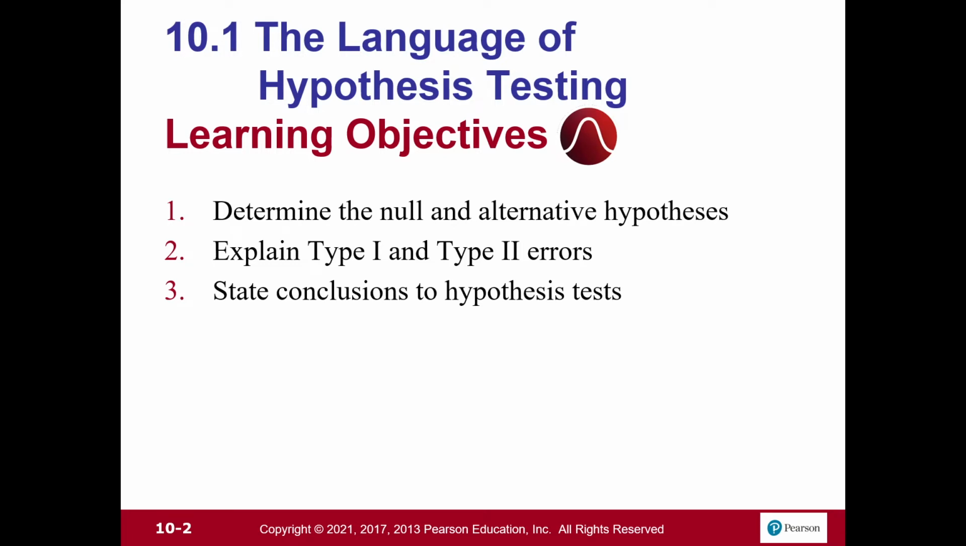So there are three objectives in this section. Determine the null and alternative hypothesis. Explain type 1 and type 2 errors. And then also state conclusions to hypothesis tests.